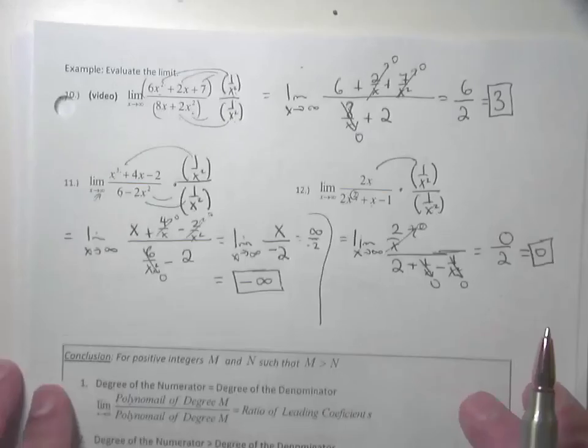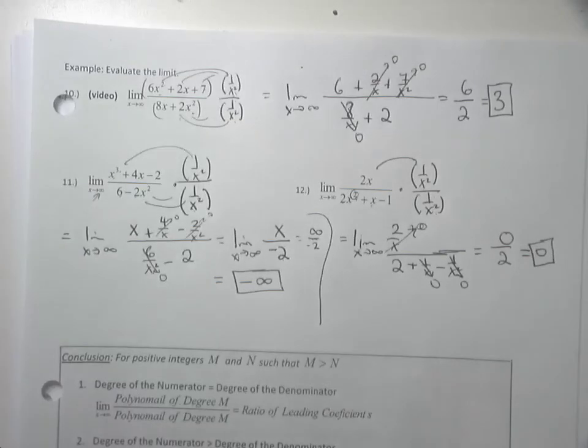So, my point to this is this. With these limits as x approaches infinity or negative infinity of these rational functions, I can look at them and tell what the answer is.